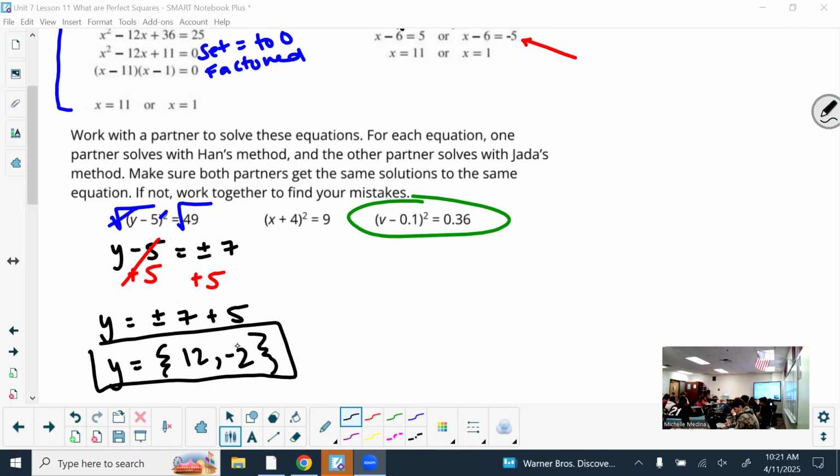And notice that I'm not using parentheses because parentheses we use for coordinates. This is not a coordinate. This is me saying that y could be these numbers and nothing else. So this last one that I asked you to try, table 5, what would be the first step?